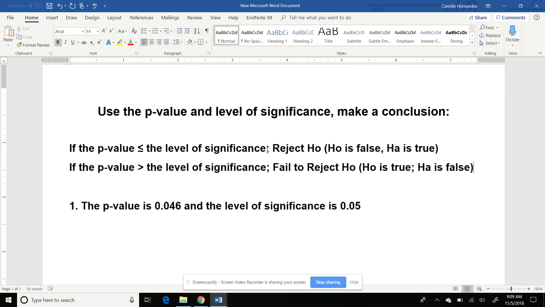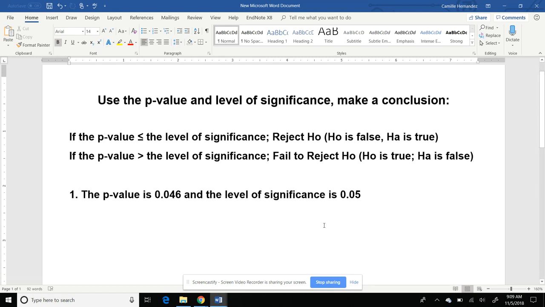If the p-value is greater than the level of significance, you fail to reject the null, which means the null is true and the alternative is false, okay? So again, that's how you're going to make your rules, and it might help when you write your hypotheses that you put true and false based on your p-value and your level of significance, the outcome from there. So let's do some examples, okay?